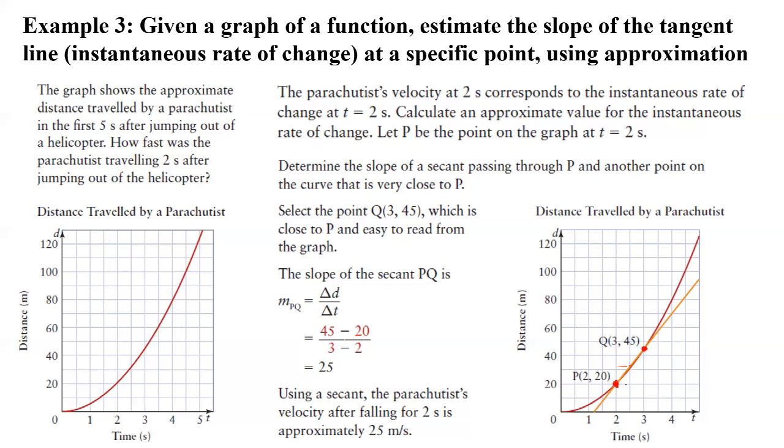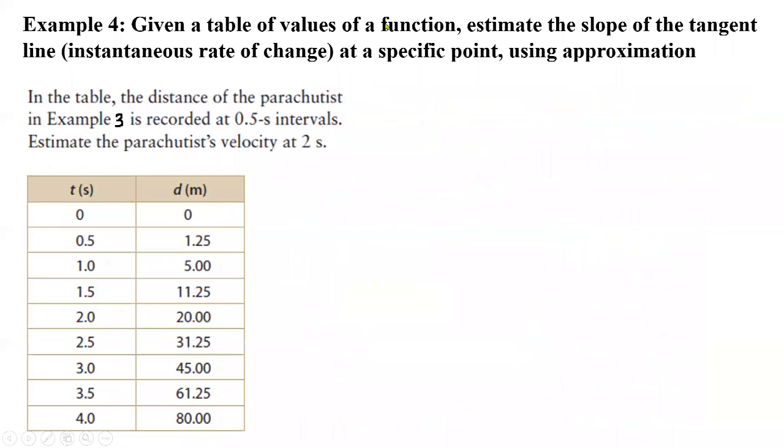So this time, it's not very easy to find the exact solution, but instead we can approximate the slope of the tangent line using the slope of the secant line, as long as Q is not very far from point P. The result is acceptable. So using a secant line, the parachutist velocity after falling for 2 seconds is approximately 25 meters per second. Okay, so please have a look at the solution here and let me know if you have any questions. All right, if not, let's have a look at another example problem.